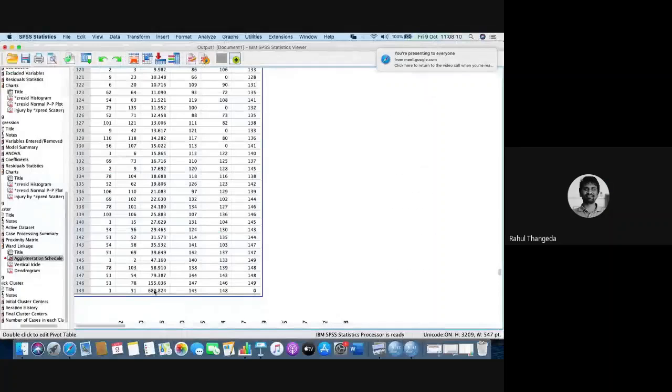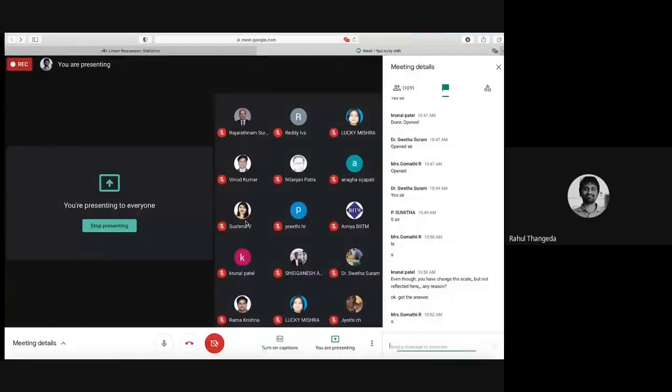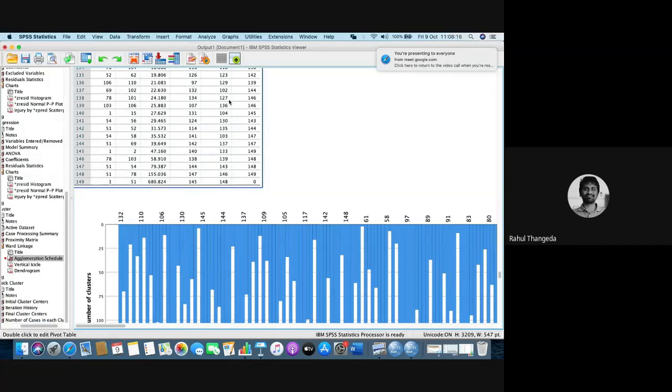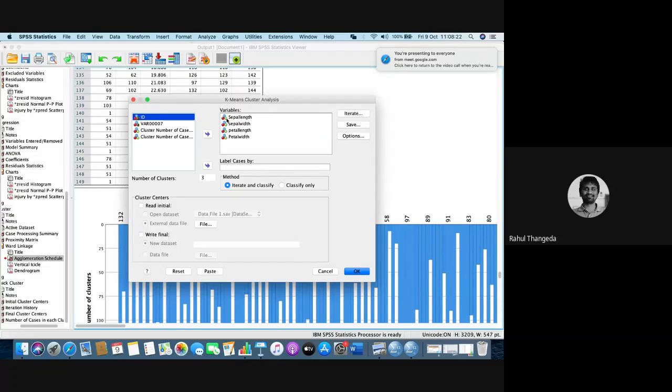Thank you. Now another sir asked how to do the k-means analysis, so I'll take a minute. Go to Classify and click on K-Means. I know that my hierarchical clustering divided the data into 3 clusters, so I give 3 here. I put sepal width, sepal length, and petal width into the variables box.